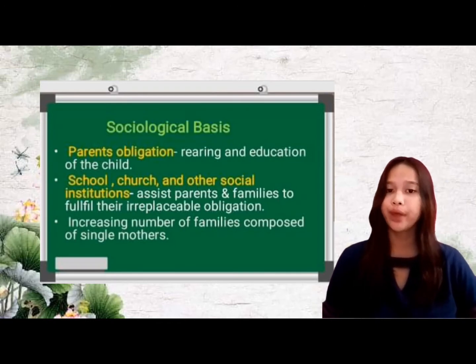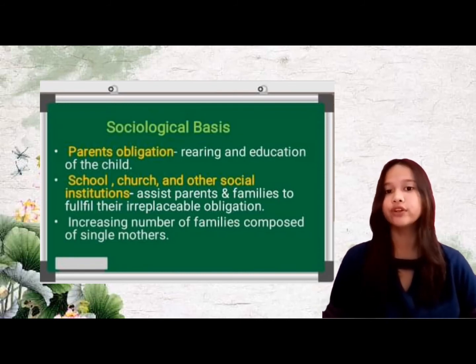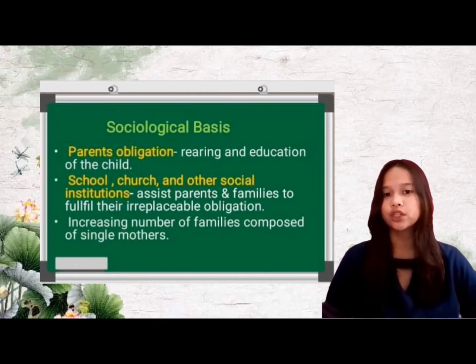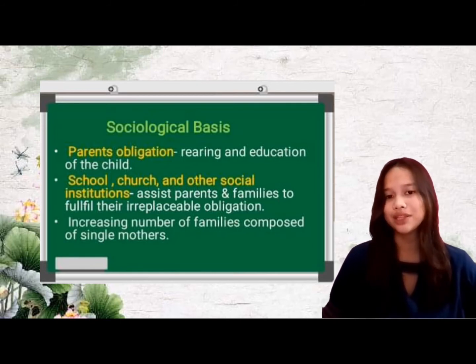So we have here parents, schools, church, and other institutions. The rearing and education of the child is the primary obligation of parents, meaning the primary person responsible for nurturing, guiding, and educating children is their parents. The school, the church, and the other social institutions come in to assist parents and families to fulfill their irreplaceable obligation. These institutions guide and aid parents and families in carrying out their irreplaceable responsibility.